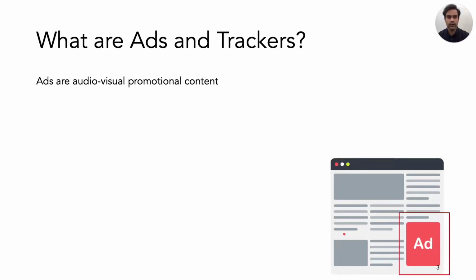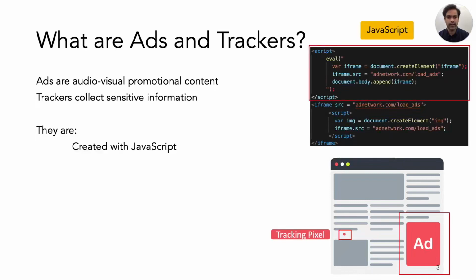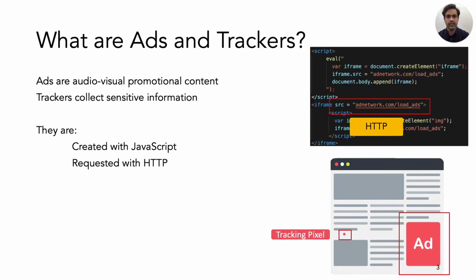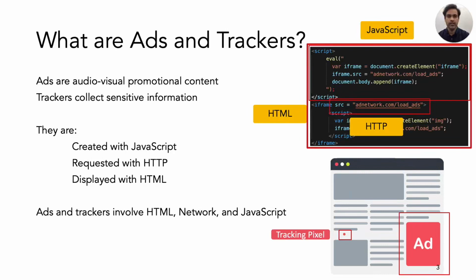Ads are audio-visual promotional content that are displayed on a web page, for example, the image at the right bottom of the screen. Whereas trackers collect sensitive user information like browsing history. In contrast to ads, trackers are mostly hidden from the user view and at times in the form of invisible pixels. If you look at them a little technically, both ads and trackers are created by embedded advertising and tracking scripts on websites, which send HTTP requests to load them and use HTML to display them. So collectively, ads and trackers are a combination of HTML, network, and JavaScript layers of the web stack.